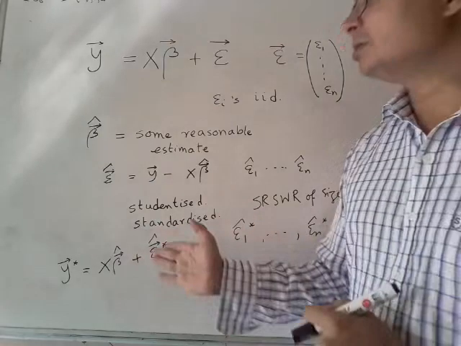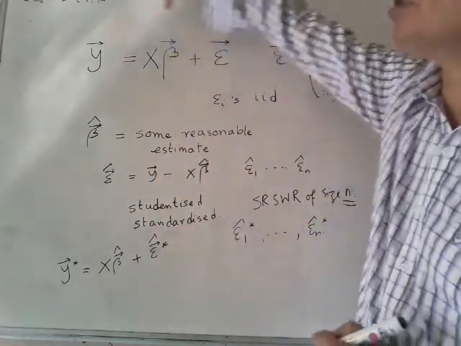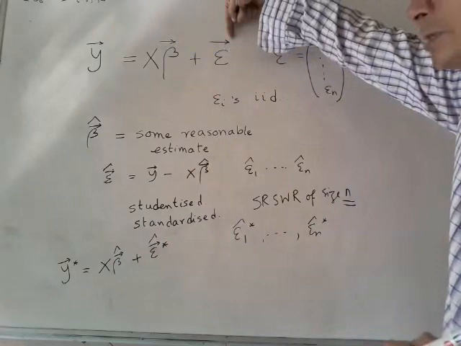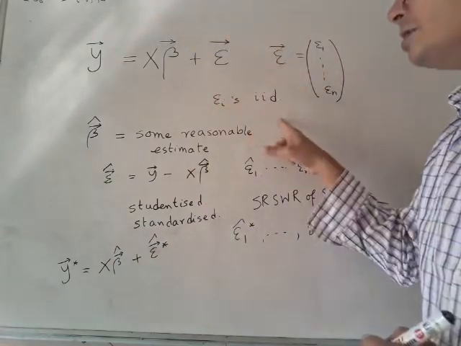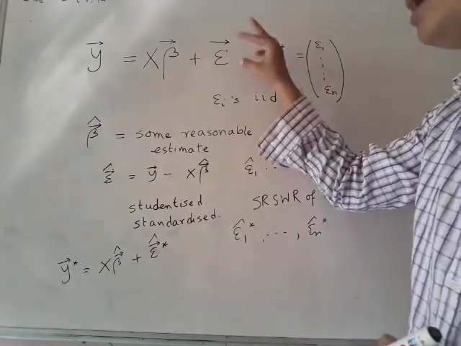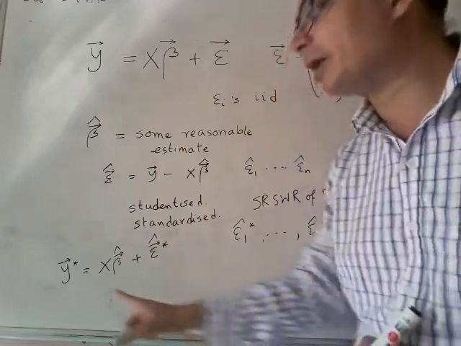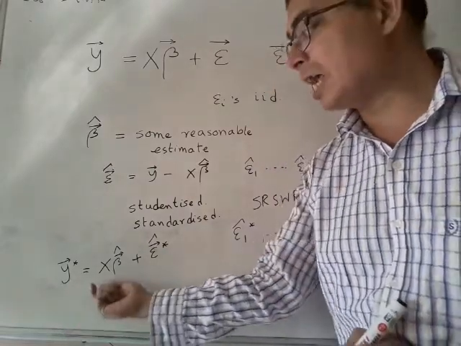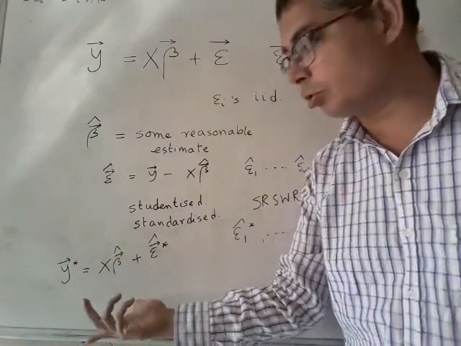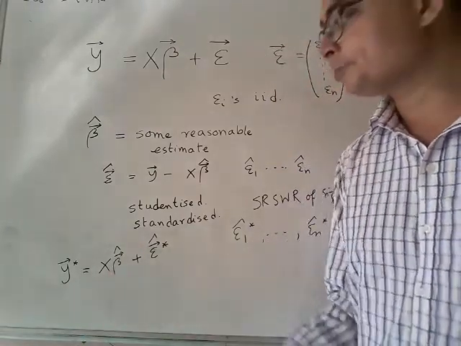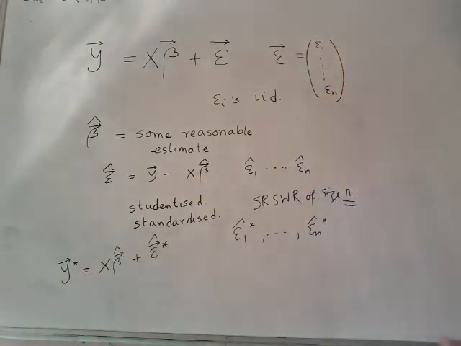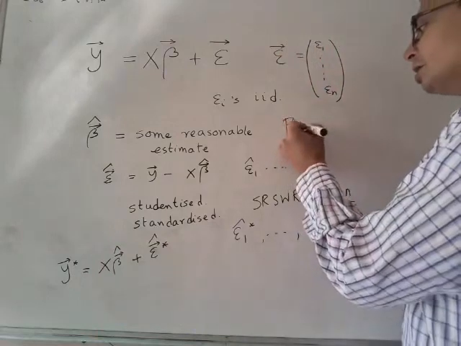So the idea is the randomness in y comes up because of randomness in epsilon. Epsilons are IID, so I applied the bootstrap technique to the epsilons and went back to the y. Same x, because x in any case is known, so we are using the same x. This is called residual bootstrap, and it's quite general.